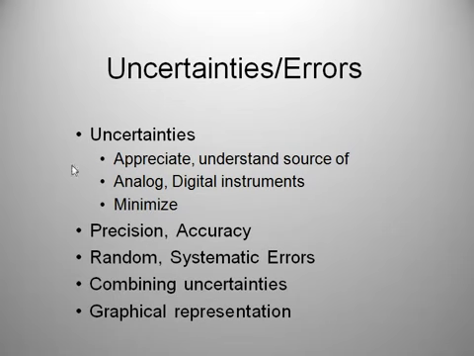So in this screencast, we're talking about uncertainties, how to appreciate and understand them, and where they come from. What the uncertainties are when you're measuring on analog and digital instruments, how to minimize uncertainties. We'll learn about precision and accuracy, random and systematic errors, how to combine uncertainties, and then how to represent uncertainties graphically.